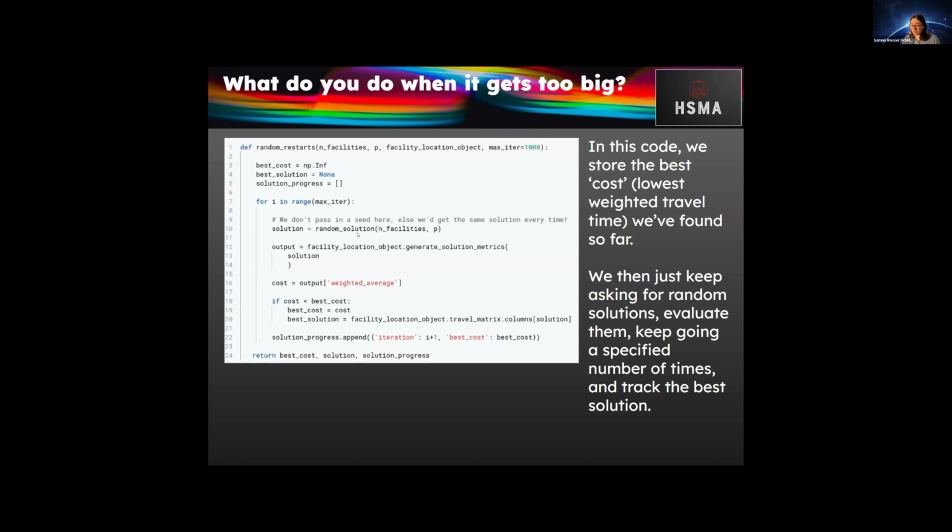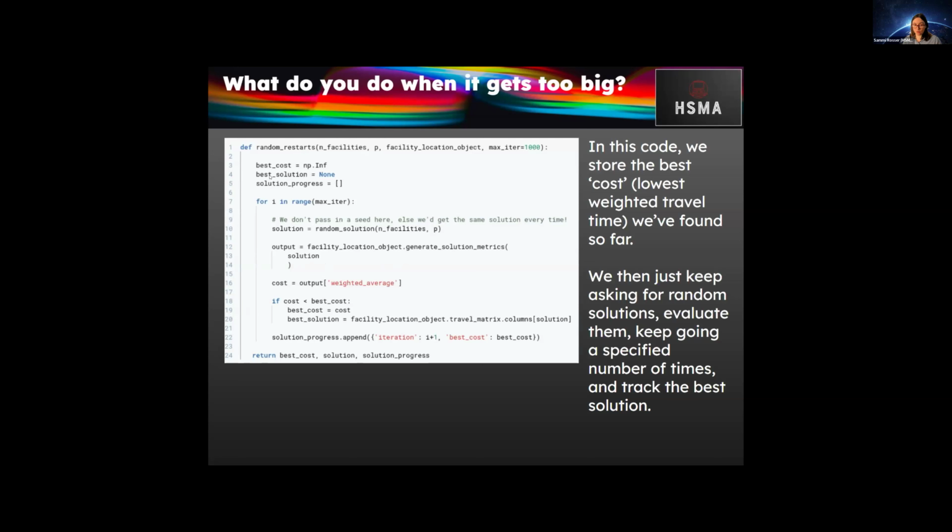We don't pass in a random seed here. In the examples in the exercise, you passed in a random seed, so you would always get the same reproducible output. We set the seed to 42. That just means that the computer will always give you the same random output. We don't want to do that here, or we'd be checking the same solution 1,000 times, which is no use to anyone. But what we do then is we use our same facility location object, we generate solution metrics, and we pull out the weighted average. What we then check is whether the cost we've just found is better than the best cost we've previously recorded. So is it lower? If it is, we overwrite the best cost and we actually store what that best solution is, which is where we had this None type object at the top.